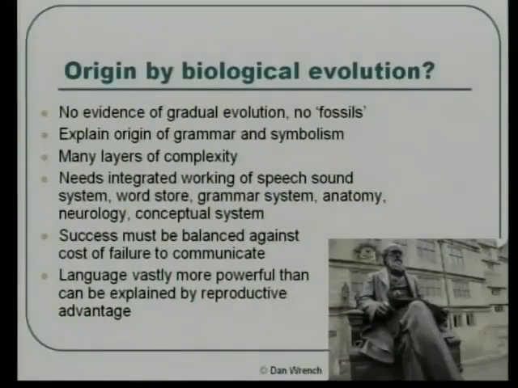Another thing that has got to be explained in evolutionary thinking is, why is language vastly more powerful than can be explained by reproductive advantage? It's okay to suggest that, say, a Darwin's finch on the Galapagos, with perhaps a slightly larger beak, survives in drought conditions because it can crack open larger seeds. That's fine. But how can you explain the complexities of language and the fine differences we can put on things, the way we can talk in very many different styles? There's no way that can be explained in evolutionary terms.